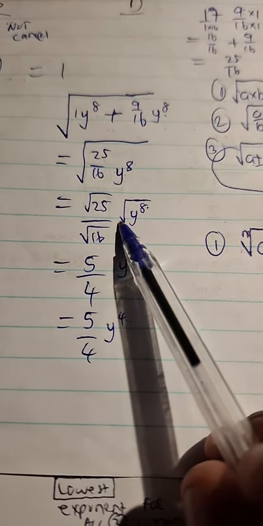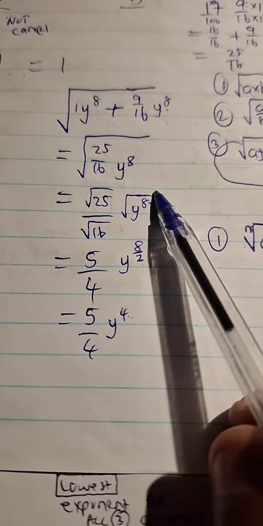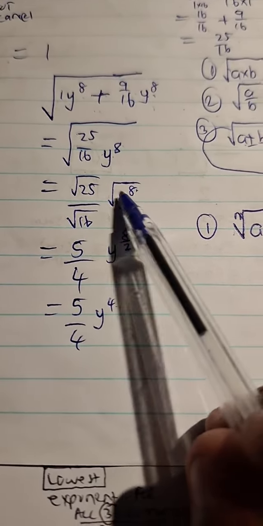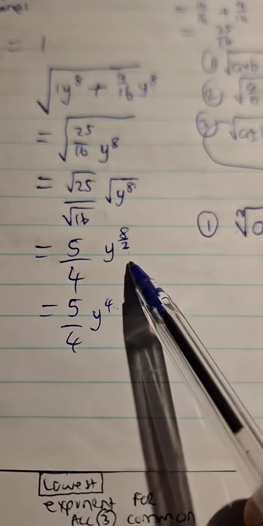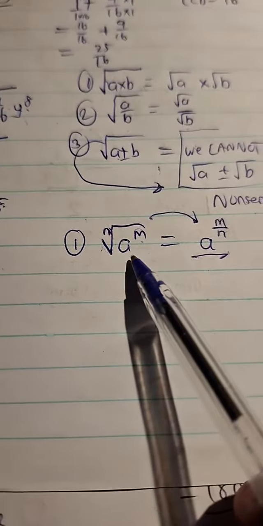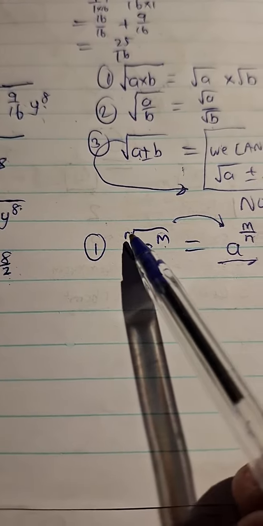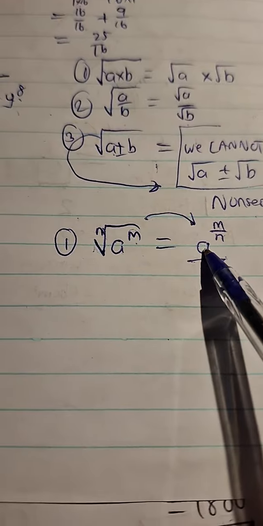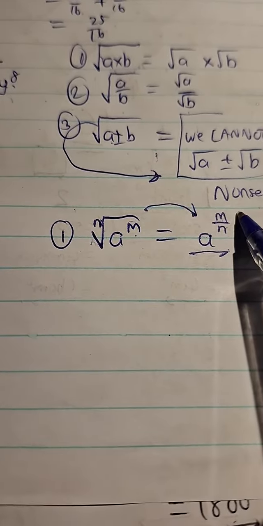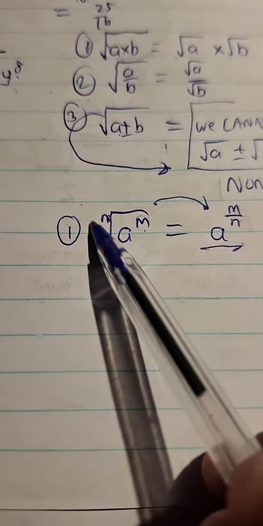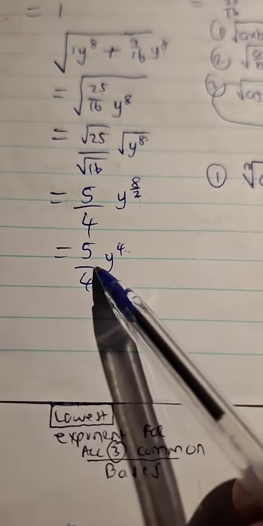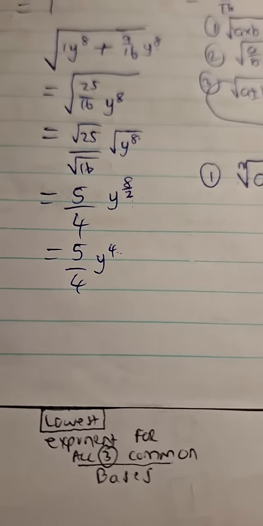Okay, so yes, we divide by the given root, as you have said. Since here it is the square root, we are going to divide by 2. If it was the fourth root, we divide by 4. So that's why this rule is applicable. If you have the nth root of a to the power m, you keep the exponent in the numerator, you divide by whatever the root is, and you get your answer. So that's why our final answer here is 5 over 4 y to the power 4.